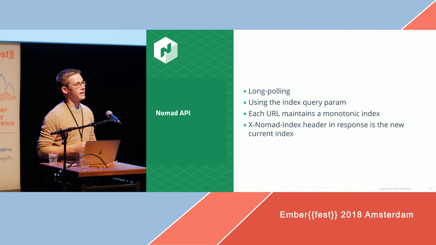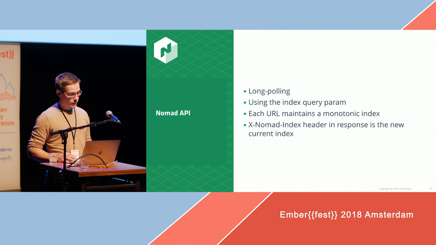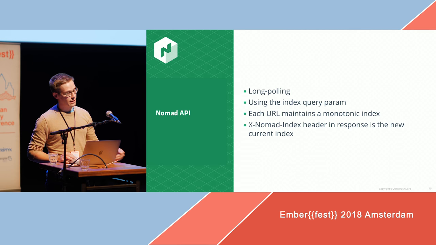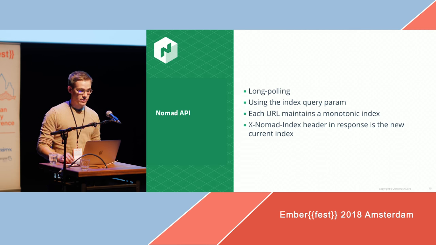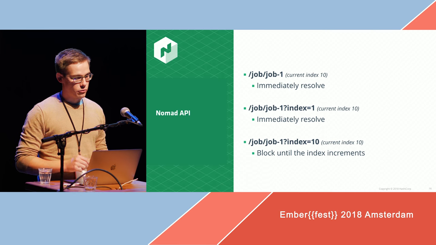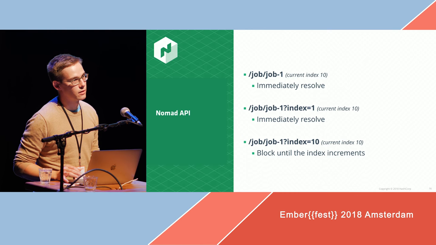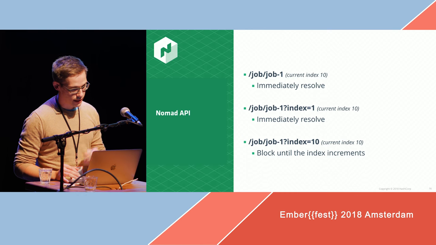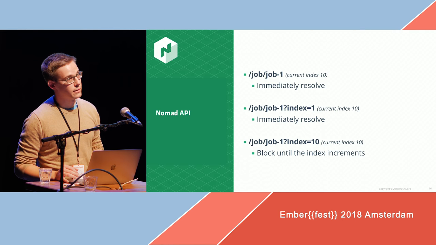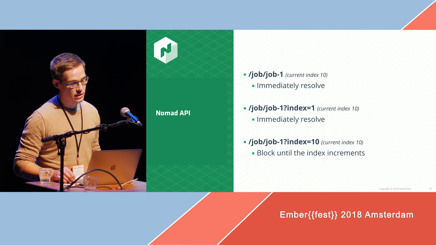The way that Nomad handles real-time capabilities in this API is by using long polling, using an index query param. Each URL will maintain a monotonic index, and that index is sent back as the X-Nomad-Index header in every single response. If you make a request to job1, it's going to immediately resolve because you haven't provided an index query param. If you make one with index equals 1, when the current index is 10, it again is going to immediately resolve because the index is earlier than the current index. But if you make it equal to 10 and it's 10, then the server is going to keep that request open until the server state changes, and then it's going to respond with the new index value.